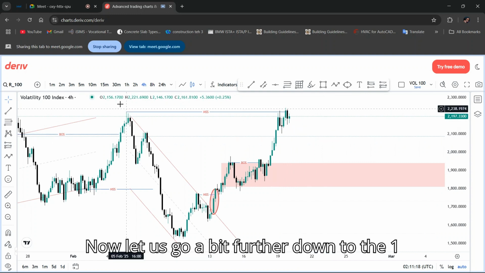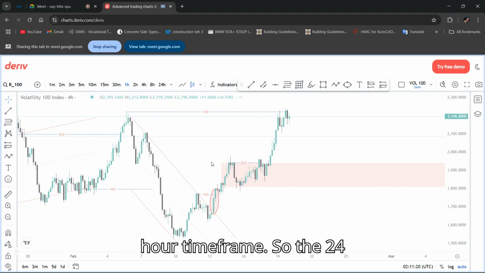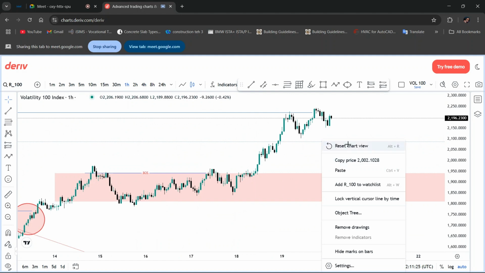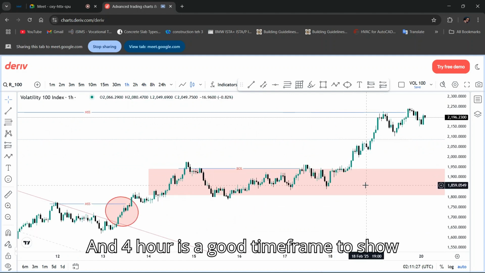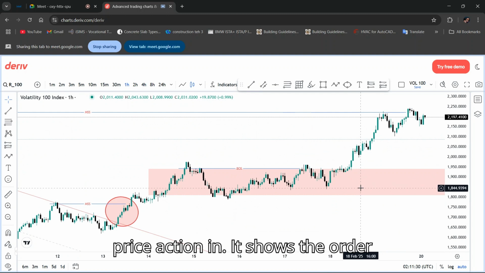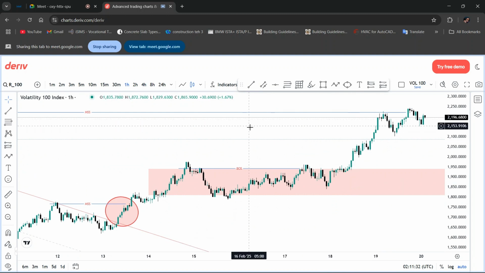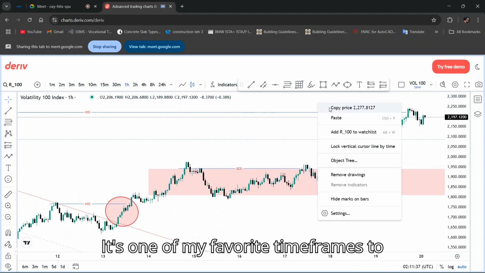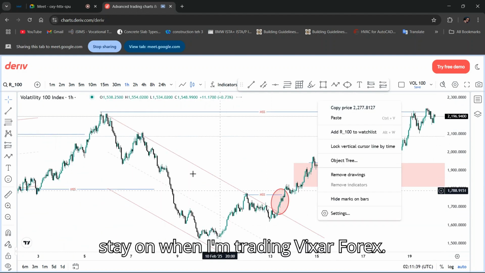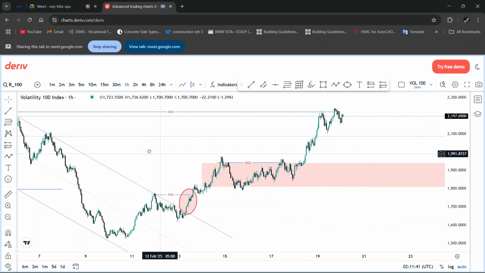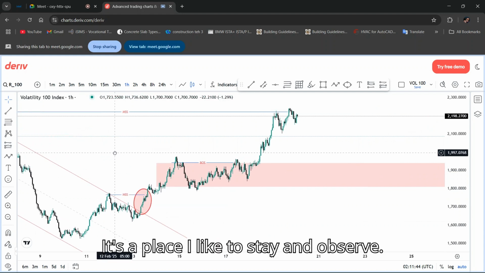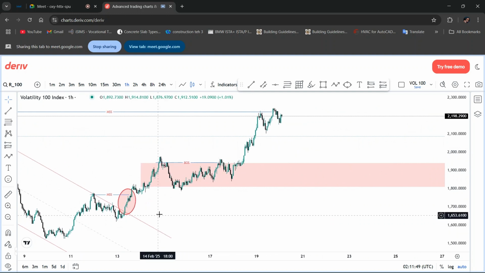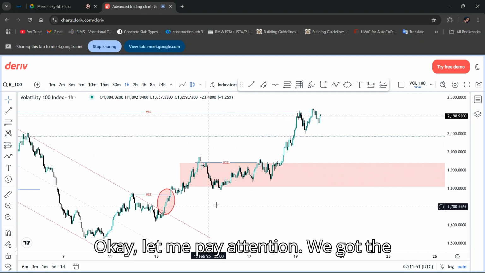Now let us go a bit further down to the 1 hour time frame. So the 24 hour to the 4 hour time frame. And 4 hour is a good time frame to show price action. It shows the order blocks clean, everything clean. It's one of my favorite time frames to stay on, whether I'm trading VIX or Forex. It's a place I like to stay and observe. All right. Okay. Let me pay attention.